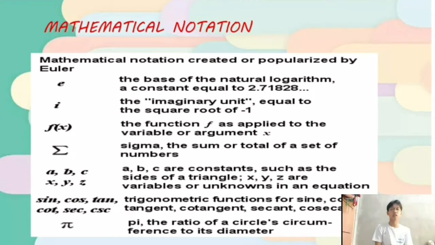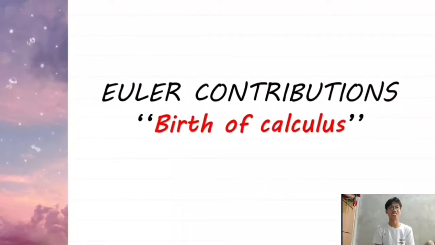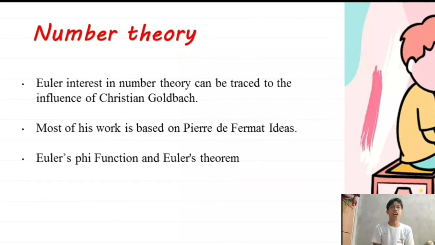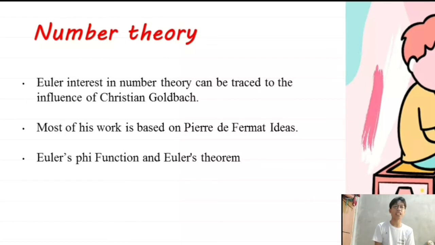There are Euler's contributions, the birth of calculus. Number theory. Euler's interest in number theory can be traced to the influence of Christian Goldbach. Christian Goldbach is a friend of Euler in St. Petersburg in Russia. Next, most of his work is based on Pierre de Fermat's ideas.